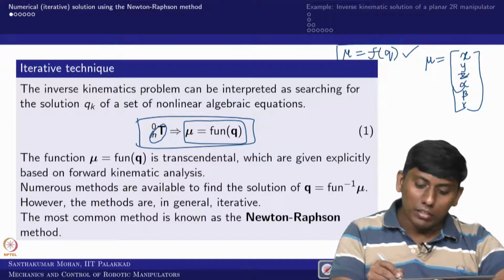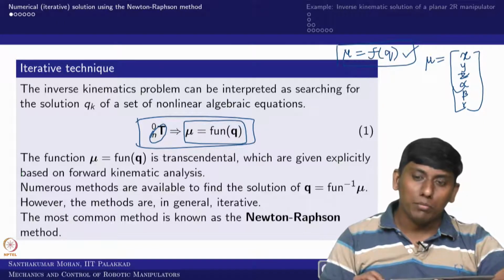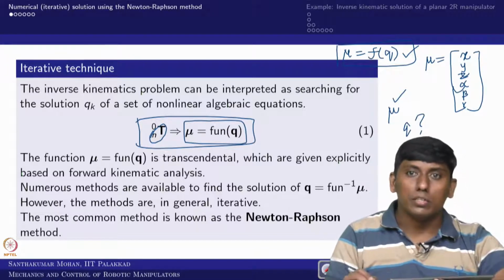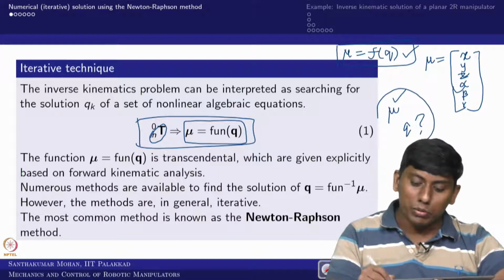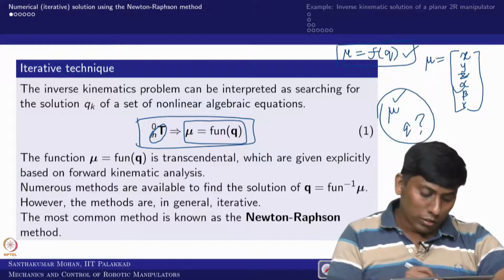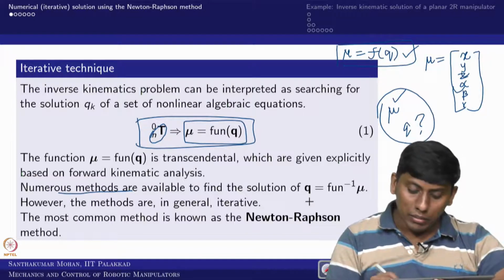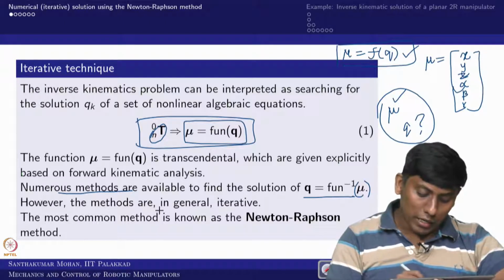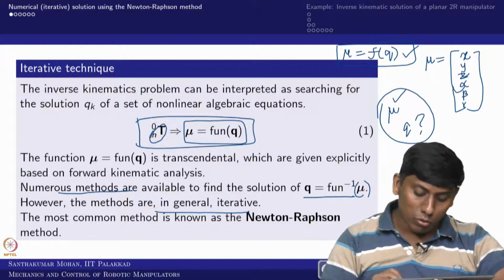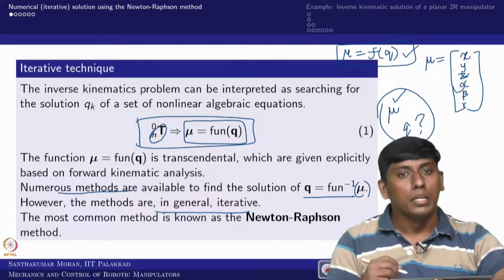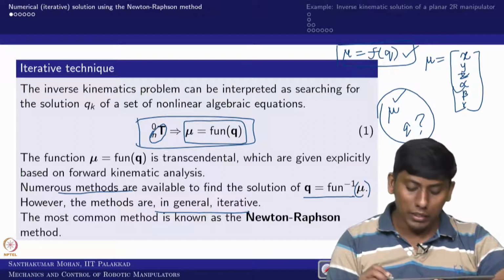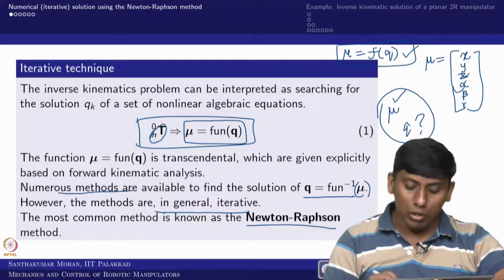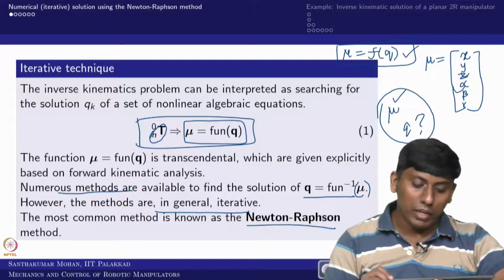Now, if you have this function, can I use any iterative method where, if I give mu, I can find q? That is the question. Numerically there are several ways to find q as a function of the inverse of mu, but we are taking the iterative approach because it is more general and applicable to any kind of serial or parallel manipulator. One of the popular methods is the Newton-Raphson method, which some people shortly call Newton's method.